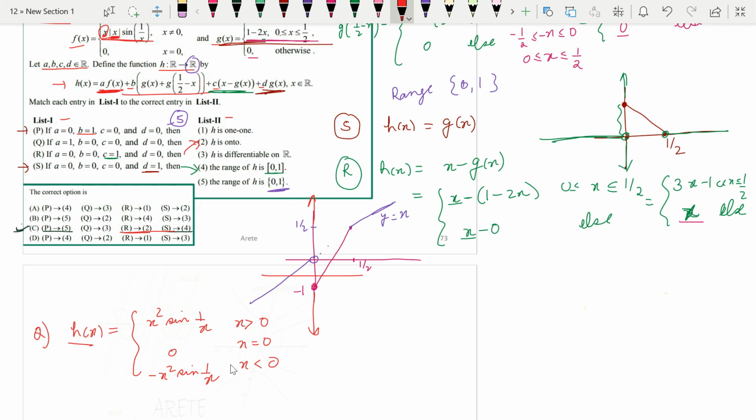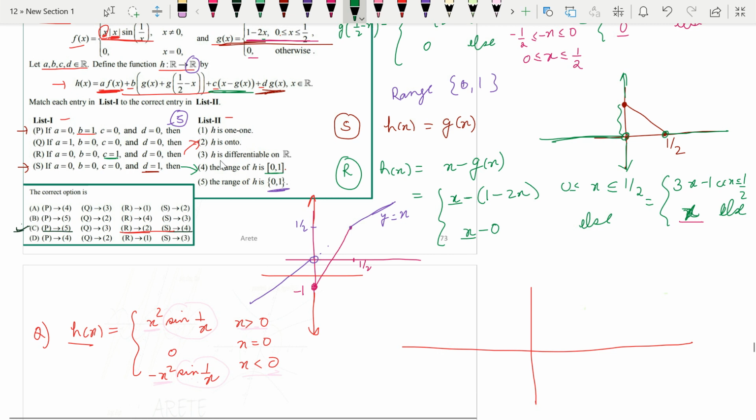Now, is it continuous? Yes, because at 0 only you need to check. At 0, what's happening? This is a bounded function. It lies only between -1 and +1, and this guy is going to 0 at 0. So the limiting value of this is 0, because this is bounded and this is going to 0. So if you take the limit of h of x as x goes to 0, from the positive side it is 0, negative side still 0, and at 0 anyways it is 0. So it is continuous at 0.